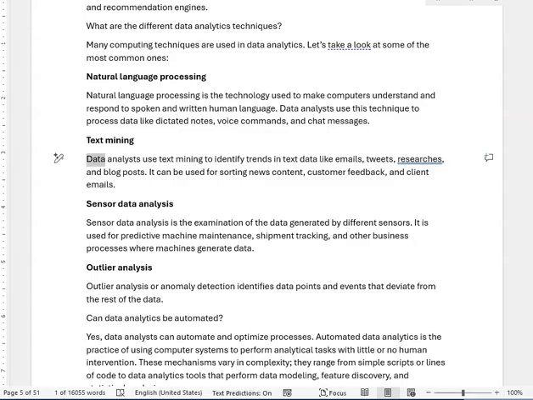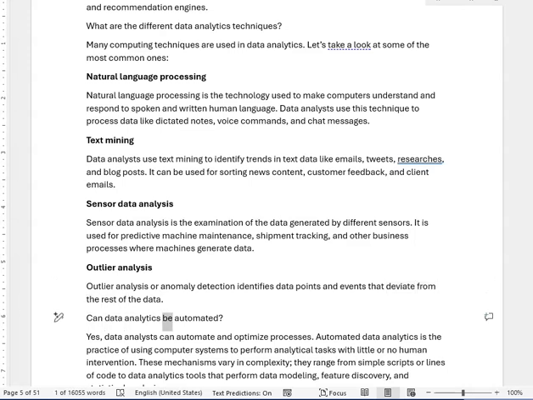Text mining. Data analysts use text mining to identify trends in text data like emails, tweets, researches, and blog posts. It can be used for sorting news content, customer feedback, and client emails. Sensor data analysis. Sensor data analysis is the examination of the data generated by different sensors. It is used for predictive machine maintenance, shipment tracking, and other business processes where machines generate data. Outlier analysis. Outlier analysis or anomaly detection identifies data points and events that deviate from the rest of the data.